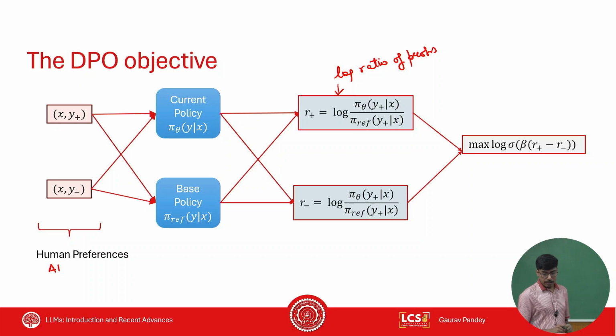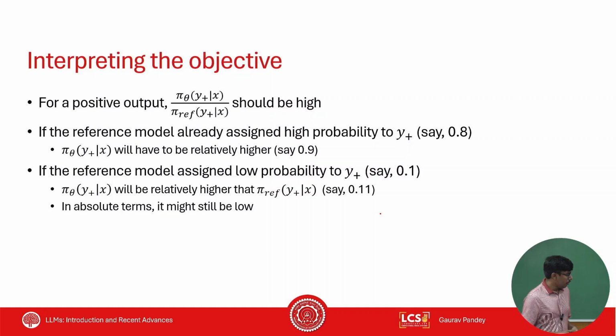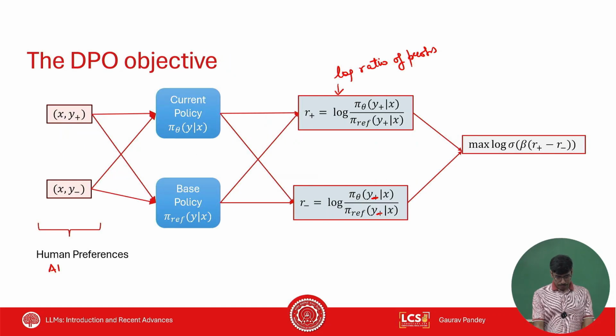And then just apply your loss function that you use for training rewards. That's the idea. And we have completely eliminated the task of learning an intermediate reward function. So we have already interpreted the objective. But why? What is the role of this πref?